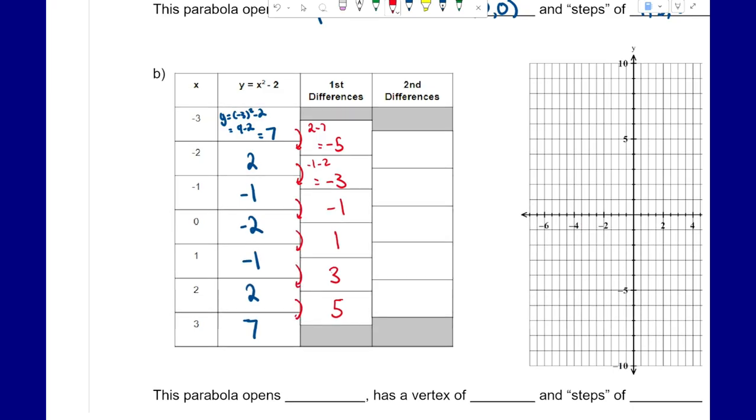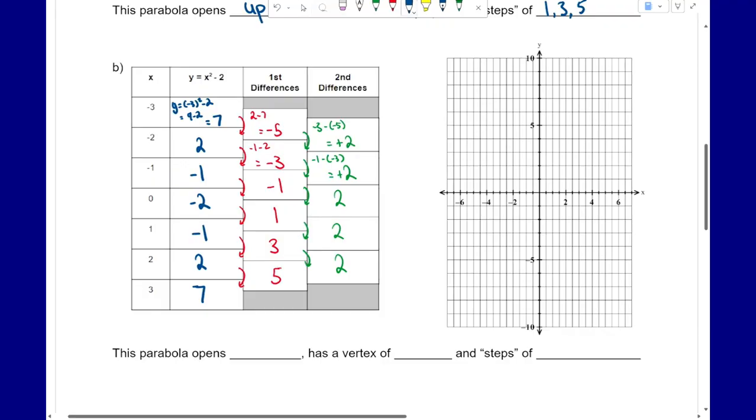So looking at my first differences, they are not the same. I want to check my second differences. So from negative 5 to negative 3, or negative 3 minus negative 5, we see that is an increase, so positive 2. From negative 3 to negative 1, or we do negative 1 minus negative 3, that is an increase of 2. We see it's also an increase of 2 for every other value. And again, our second differences are the same. That is what we're looking for in a quadratic.